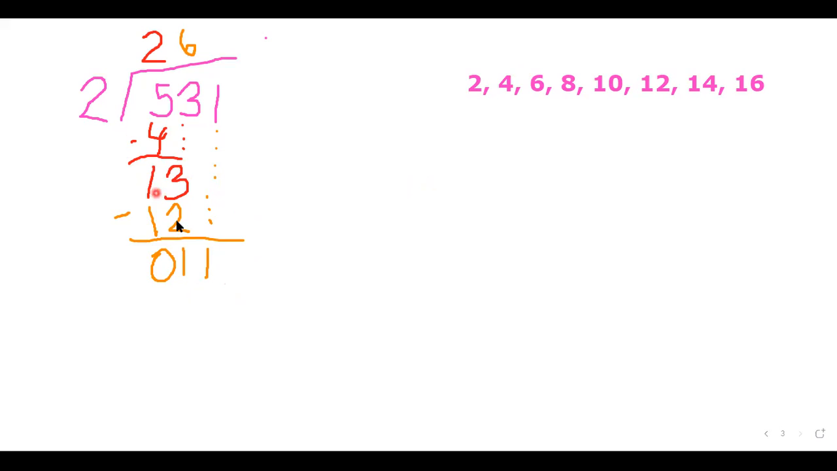How many times can 2 go into the number 11? Look at your multiples and how many times. Right, 5 times. So 2 times 5 is 10. So I'm going to take away 10. And the 5 is going to go in your answer on top of the ones place value to make it 265. And then go ahead and subtract 11 minus 10. Okay, 1 minus 0 is 1, 1 minus 1 is 0.